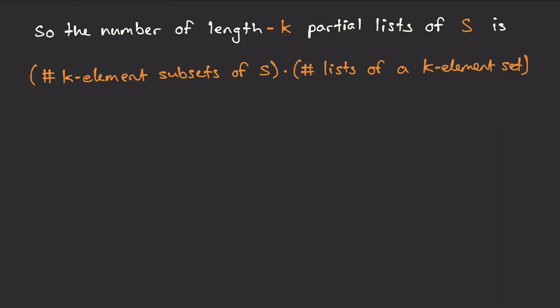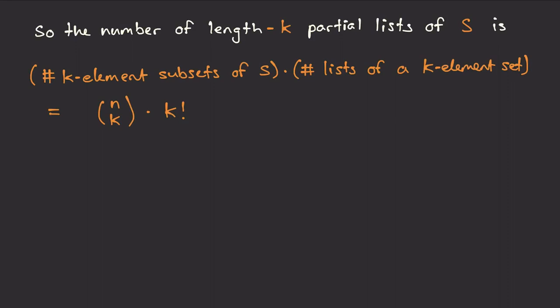These two choices are combined using AND, which means that the number of partial lists of S is equal to the number of k-element subsets of S times the number of lists of a k-element subset of S. Both these things are things we know, at least we know the notation for the number of k-element subsets of S, that's n choose k, and we know the number of lists of a k-element set, that's k factorial. Therefore, the number of k-element partial lists of S is n choose k times k factorial.